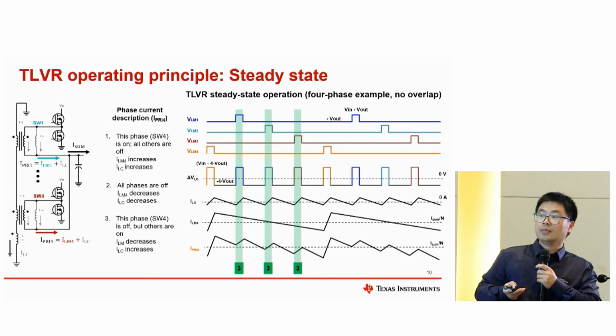Another thing, we can see that I prime 4 is equal to ILM plus ILC. So through these two curves, we can get this one. This is the I prime 4 current.